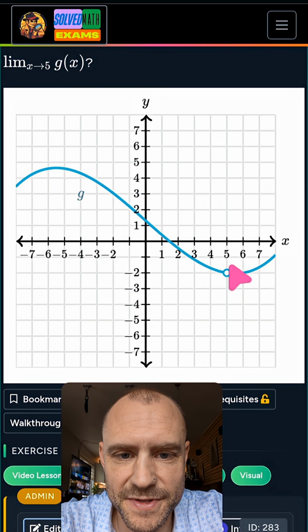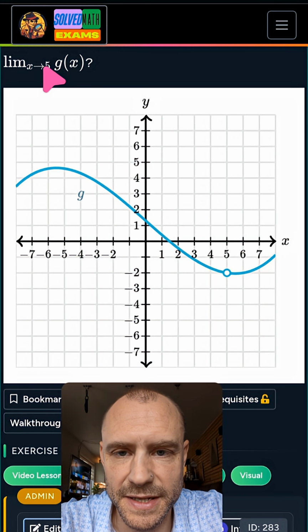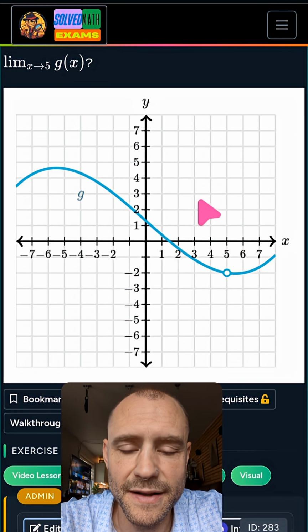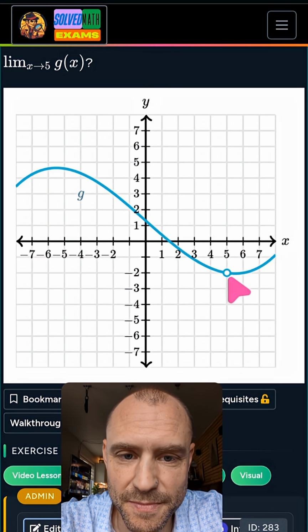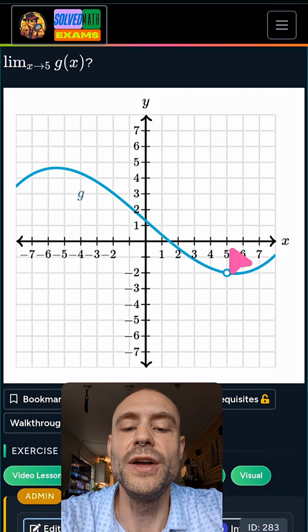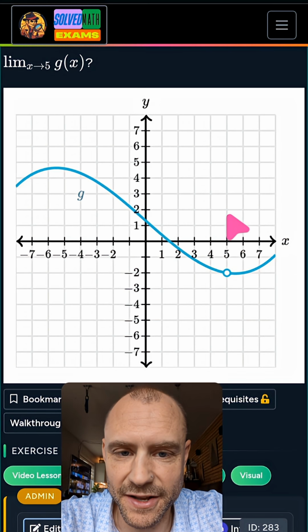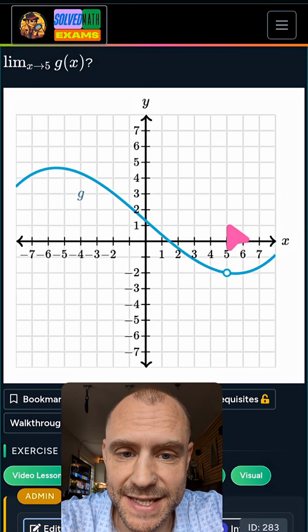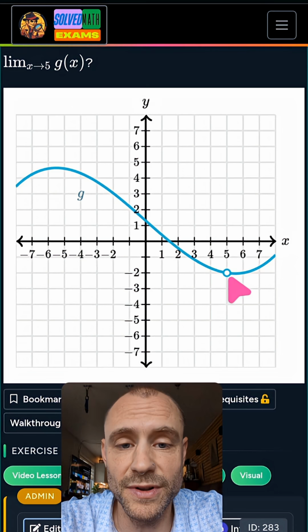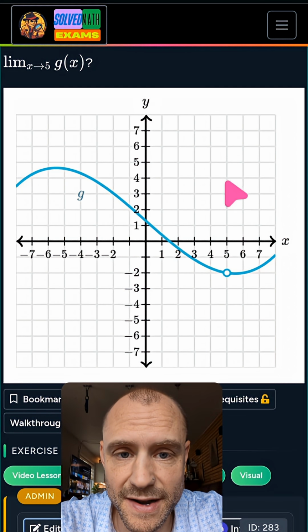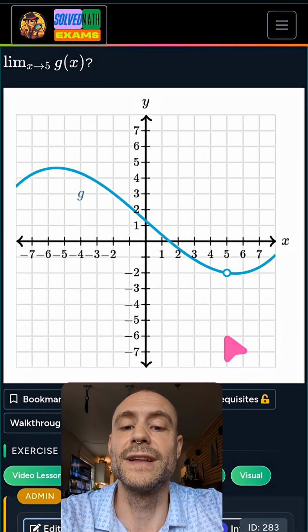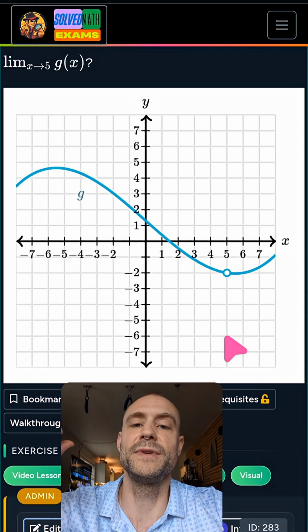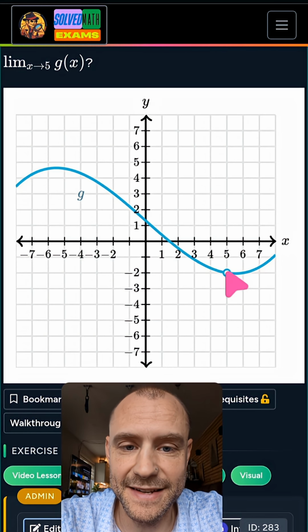Okay, so the question is, how does that affect the limit? Well, actually, for limits, we don't care what happens at the actual point. So at x equals 5, we don't care what the function value is. It doesn't even need to exist, like in this case here, it doesn't exist. That's totally fine. The dot could have also been up here. It could have been up here. It could have been down here. It doesn't matter, okay? For limits, we only care what happens as we get close to that function value, okay?